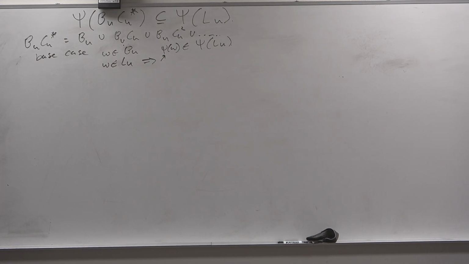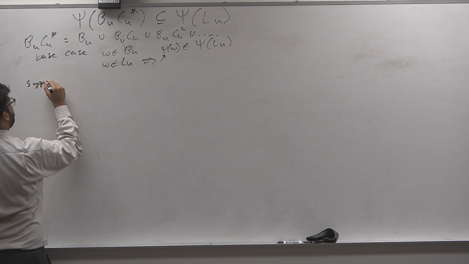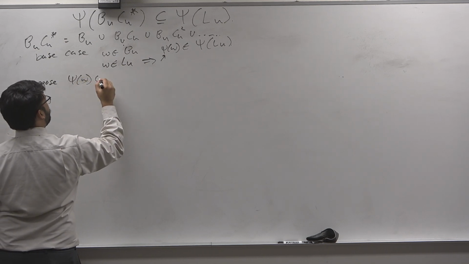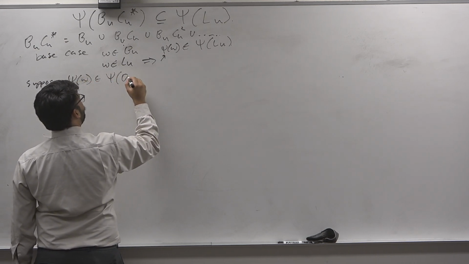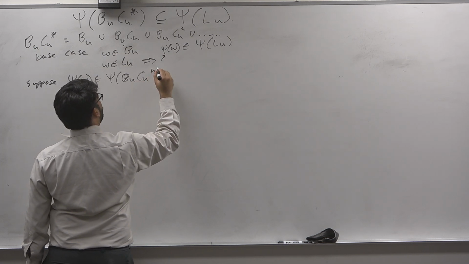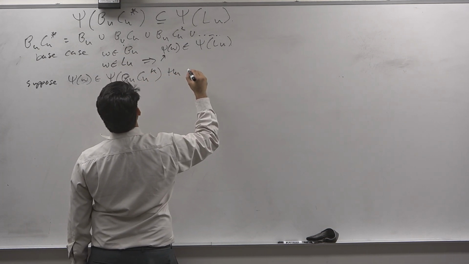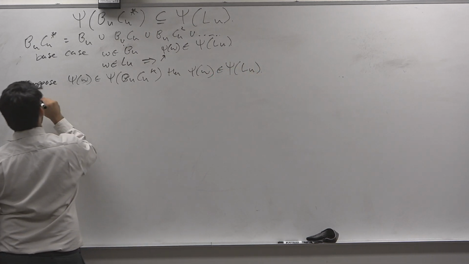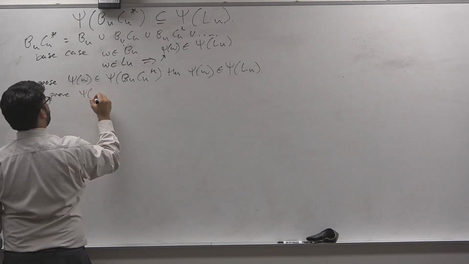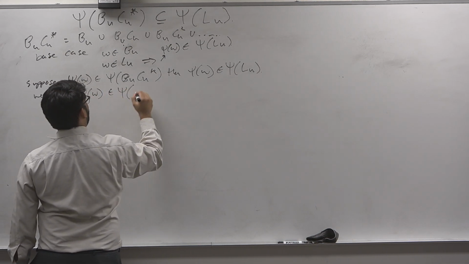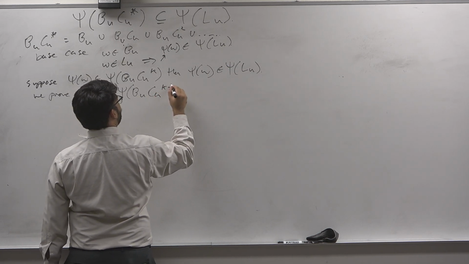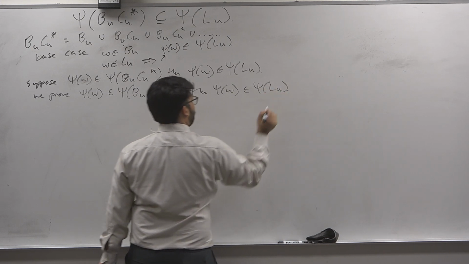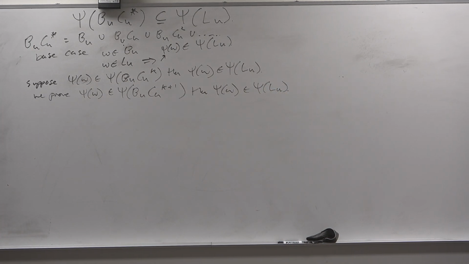Now, suppose that if the frequency of W is in the frequency of BU CU to the K, then the frequency of W is in the frequency of LU. We prove that if the frequency of W is an element of BU CU to the K plus 1, then the frequency of W is in the frequency of LU. Okay. That should make it clear at least what we're inducting upon, right?